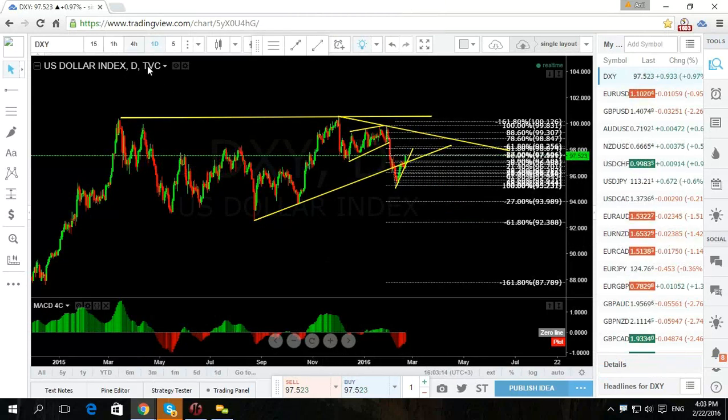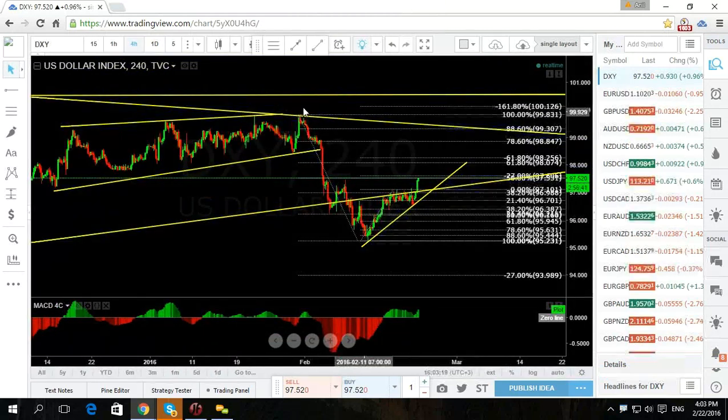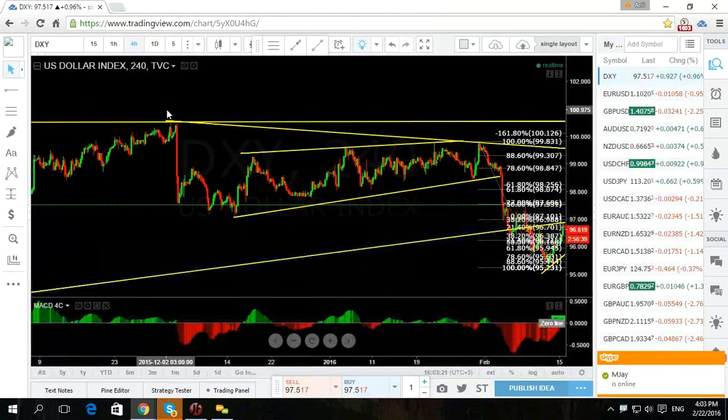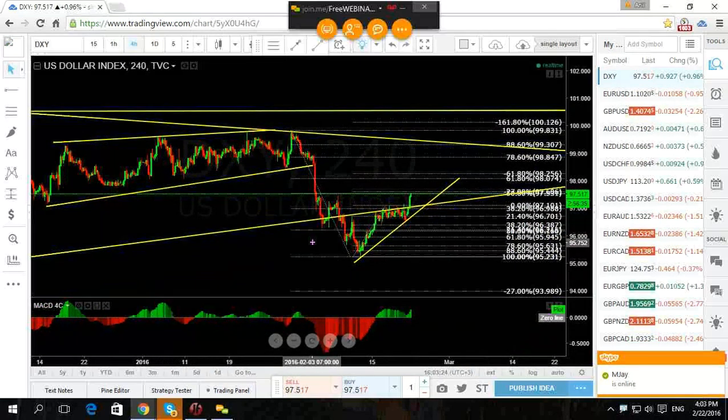So on a 4-hour structure, we're going up, but we are still within this downtrend. We've got a very sharp impulse down, a correction, and another impulse down. So I'm looking at this as an A wave impulse for now.